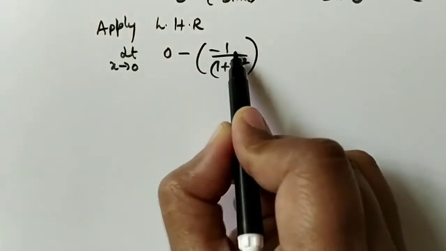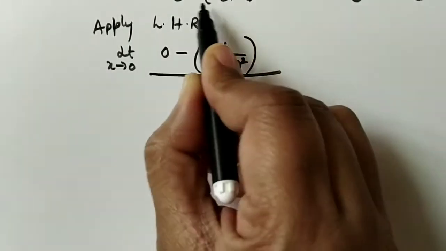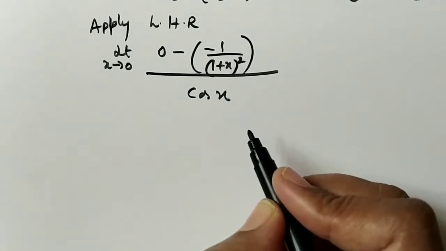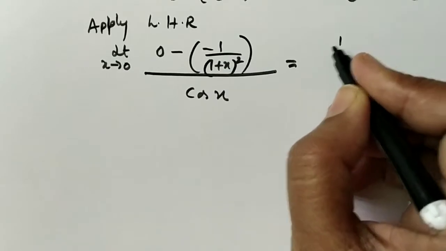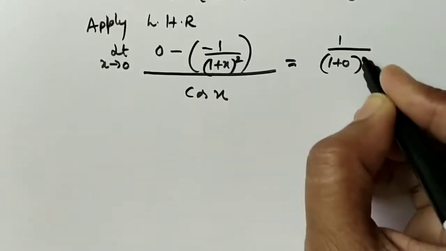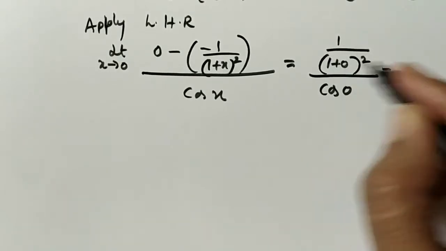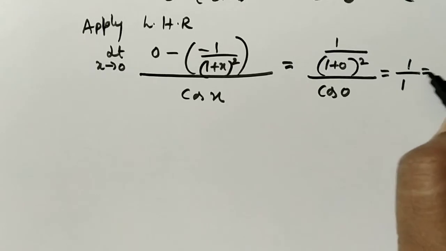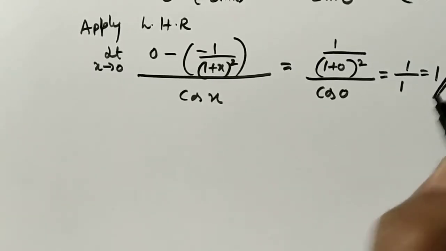So we get 1 minus of minus 1 by (1 plus x) whole square, divided by the differentiation of sin x, which is cos x. Now simplify. Again apply the limit: 1 by (1 plus 0) whole square divided by cos 0. Now simplify: 1 by (1 plus 0) whole square means 1, and cos 0 is 1. That means you got the answer as 1, which is the required answer.